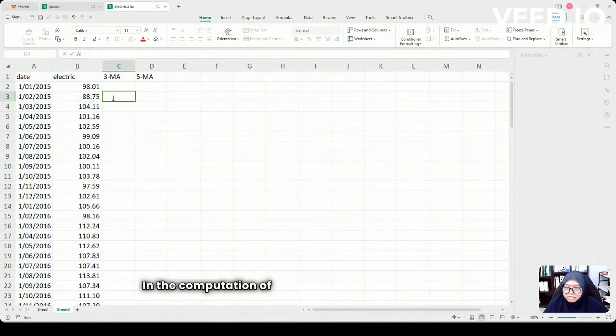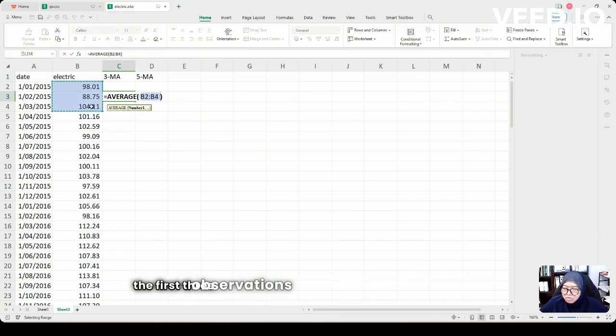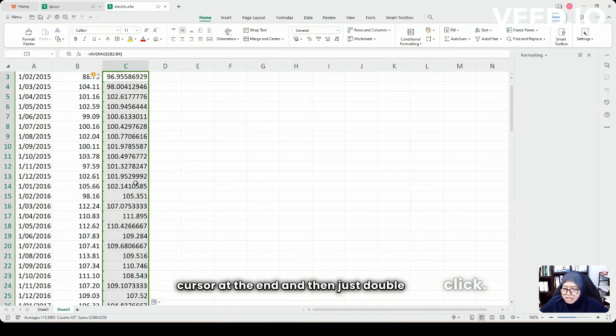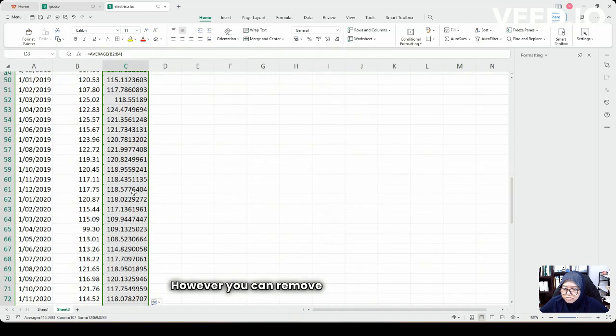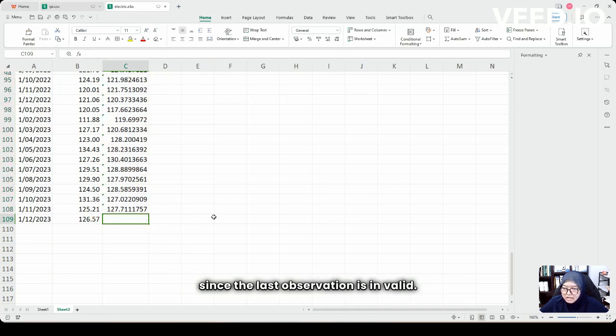In the computation of 3-period moving average, you will lose the first and the last observation. Hence, to compute the 3-period moving average, you will start at the second observation. So you type equal to average, and then we just highlight the first 3 observations. And then after that, you put the cursor at the end and then just double click. However, you can remove the last observation since the last observation is invalid.